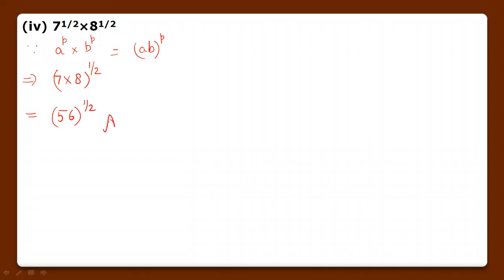Now the last part, this expression again. Here the bases are different and the powers are the same. Which law will be used here basically? When a raised to the power p is multiplied by b raised to the power p, we use the law a multiplied by b whole raised to the power p. So we'll apply this. a here is 7, b here is 8, and p here is half. 7 8s are 56, 56 raised to the power half is the answer.